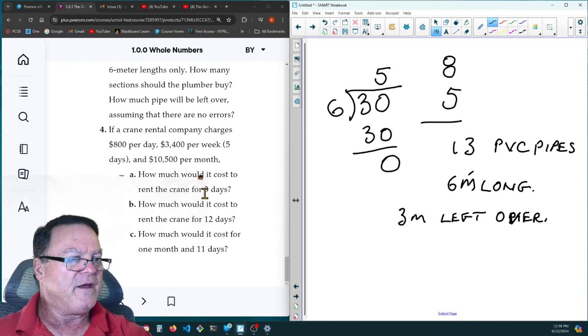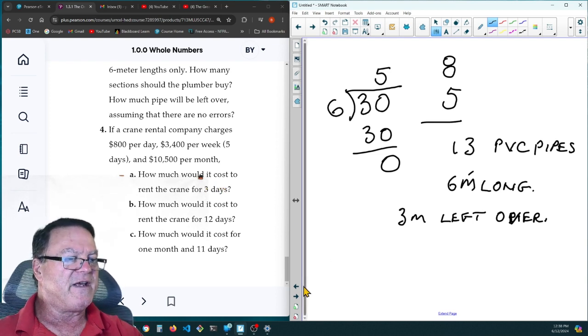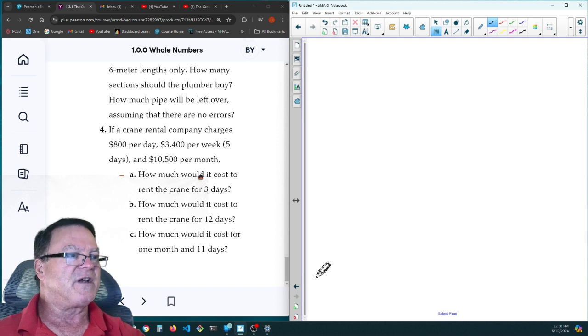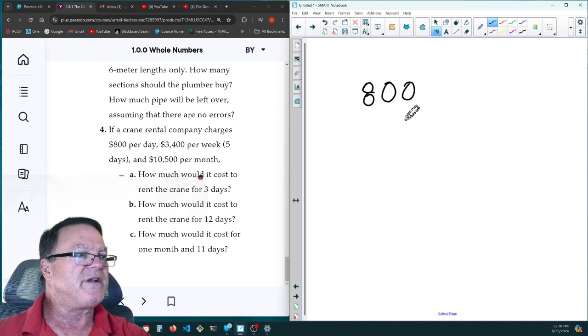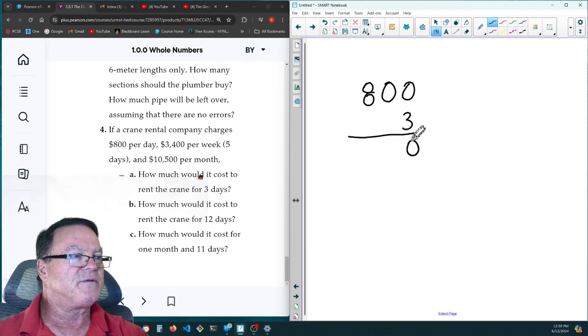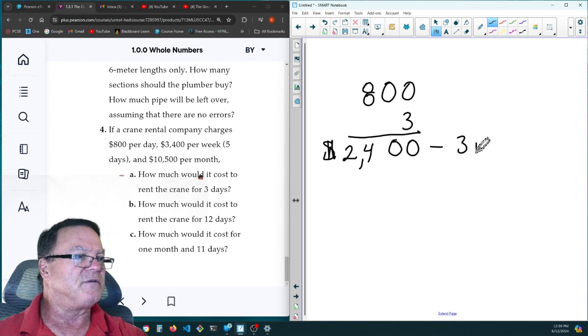Well, if we're going to rent it for 3 days and it's $800 a day, then we're going to multiply $800 times 3 days. And 3 times 0 is 0, and 3 times 0 is 0, and 3 times 8 is 24. So $2,400 for a 3-day rental on the crane.